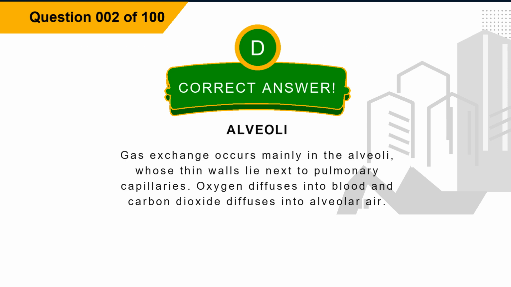Alveoli. Explanation. Gas exchange occurs mainly in the alveoli, whose thin walls lie next to pulmonary capillaries. Oxygen diffuses into blood and carbon dioxide diffuses into alveolar air.